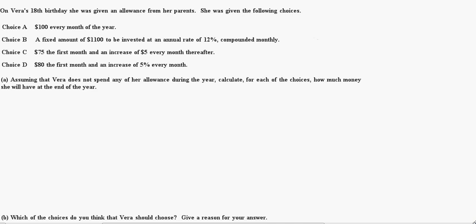Alright, in this video we're going to go over compound interest, which also has to do with geometric sequences. And the best way to go through this is to go through a typical IB problem. This is a paper 2 problem.